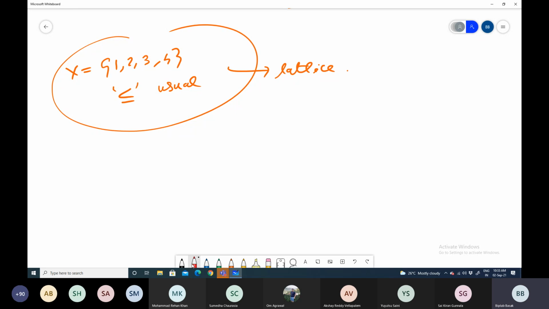So now there is another relation, that is the last type of relation. This is called the order relation.